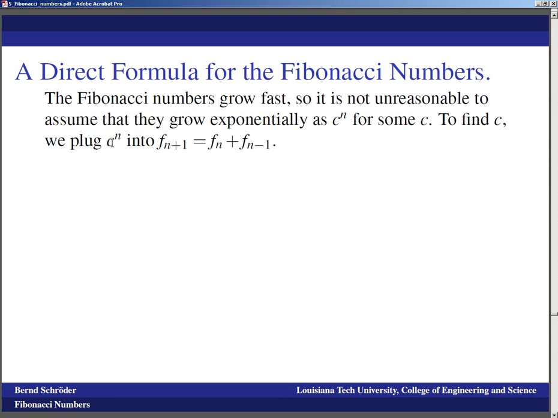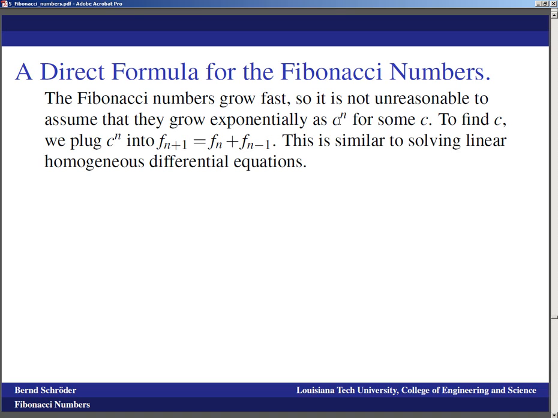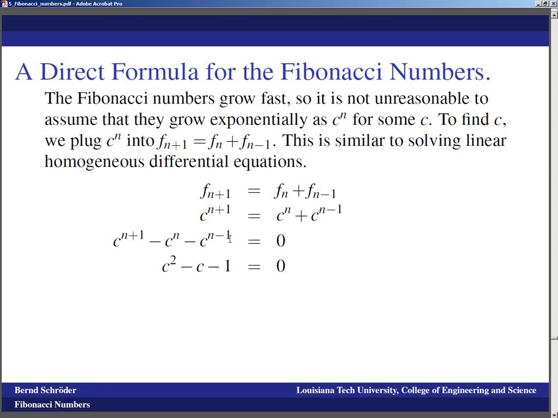And so to find that c, we would plug c to the n into this recursion formula. This is very similar to what you do in differential equations, by the way, when you set up a solution of a constant coefficient differential equation as e to the lambda t. It's just that here the pattern is c to the n. Similar to solving linear homogeneous differential equations with constant coefficients. So we take f_{n+1} equals f_n plus f_{n-1}. Well, that would be c to the n plus 1 equals c to the n plus c to the n minus 1. And, well, I can bring that all to one side, and I can divide off the c to the n minus 1.